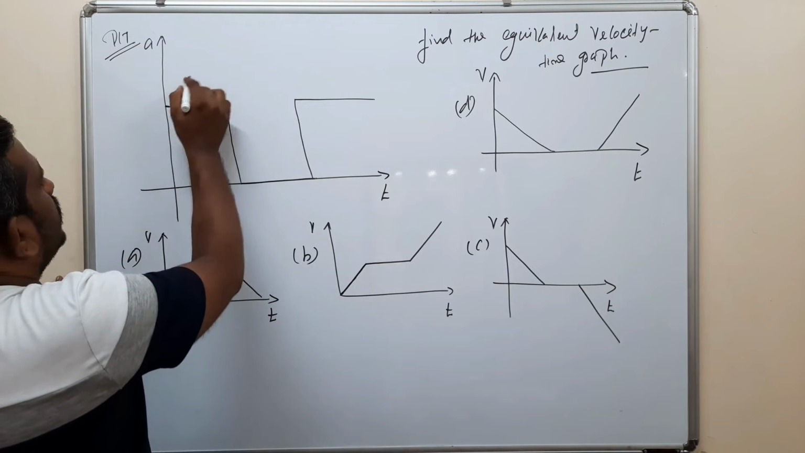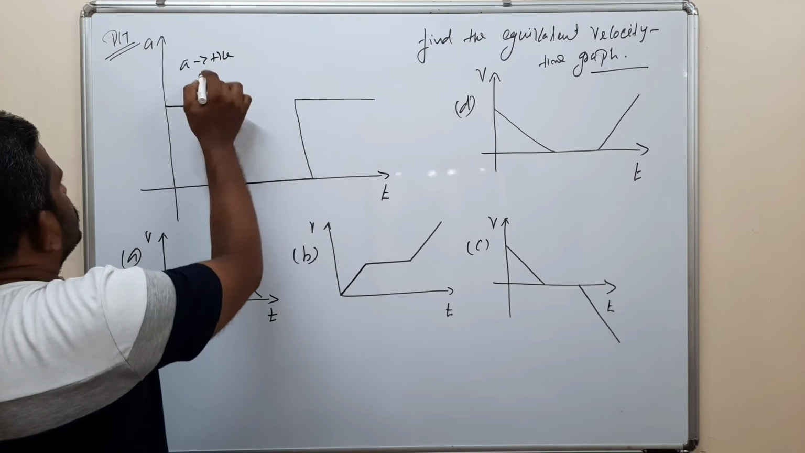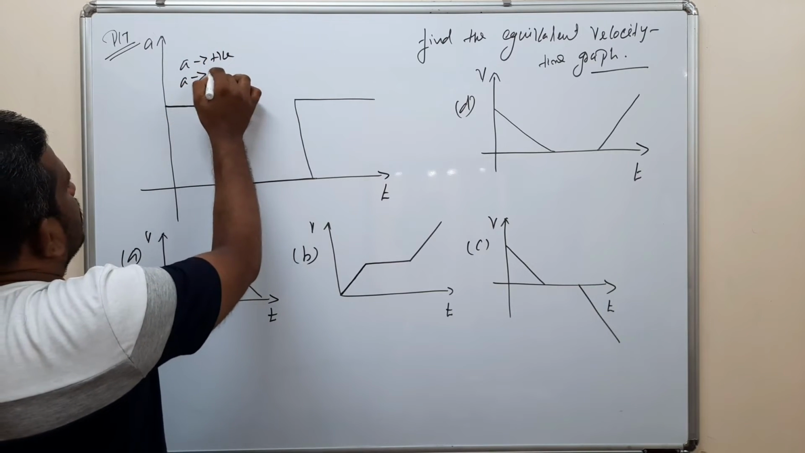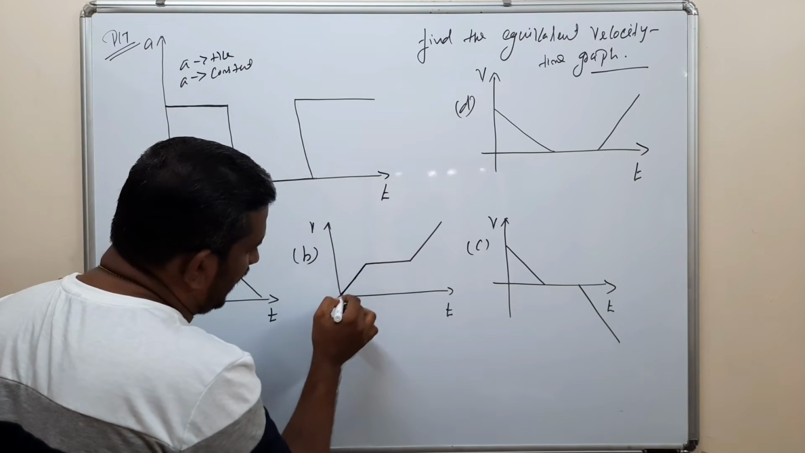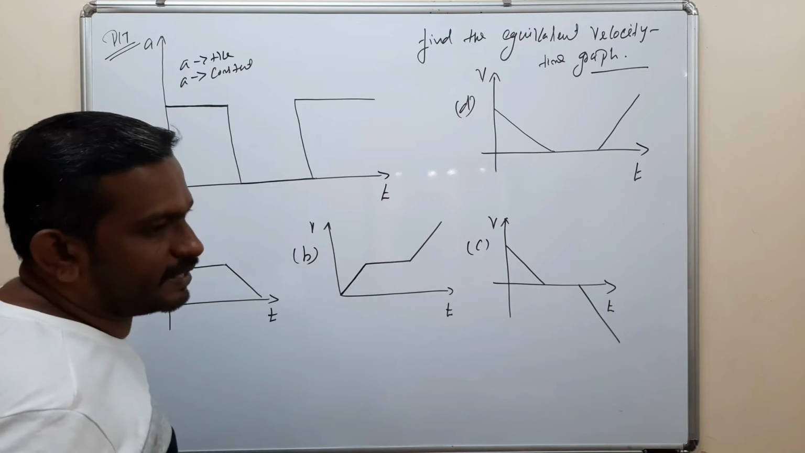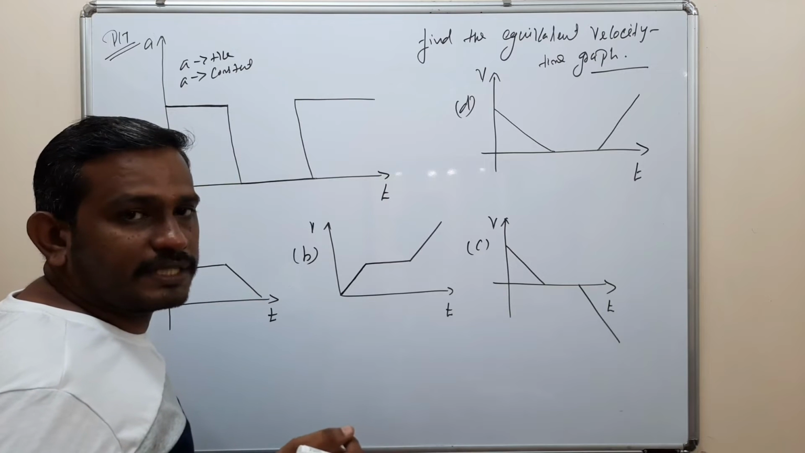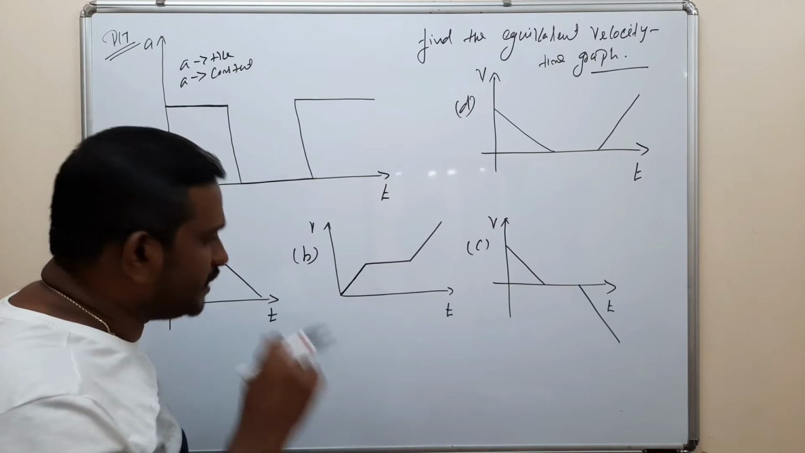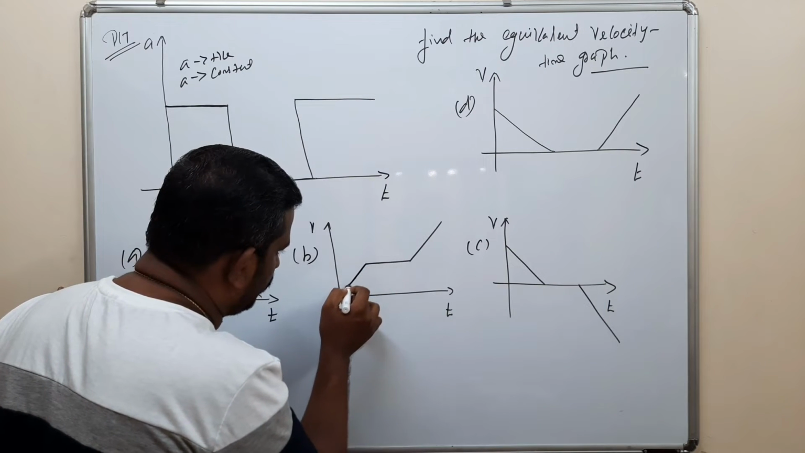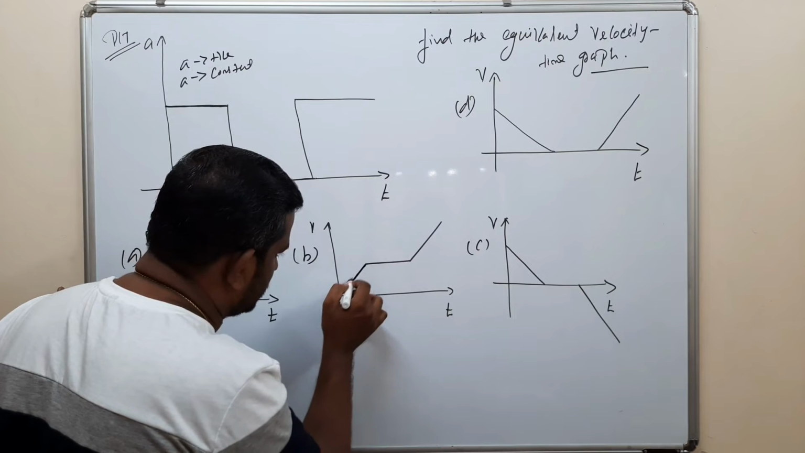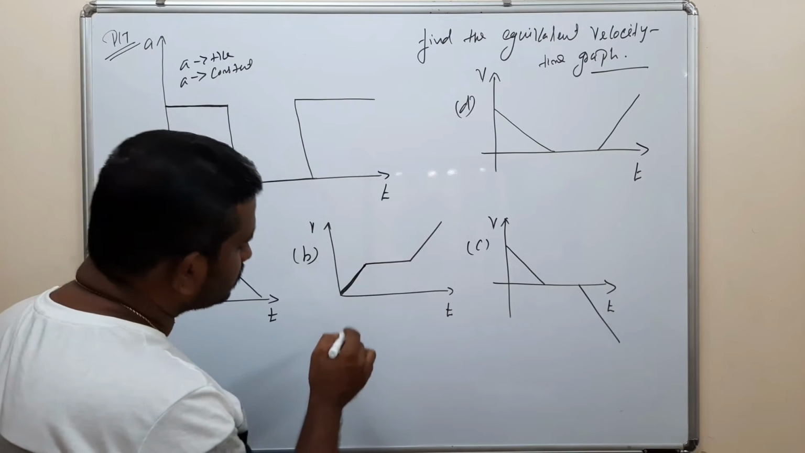So the first thing is that the acceleration is positive and constant. The angle of the slope is less than 90 degrees, so tan theta is positive. Tan theta positive means slope positive, and slope positive means acceleration positive. Also, if you find the angle at each and every point, the angle is constant.